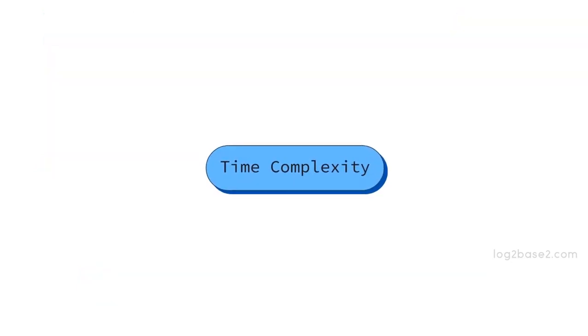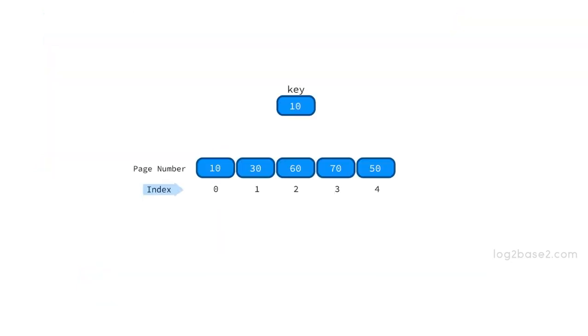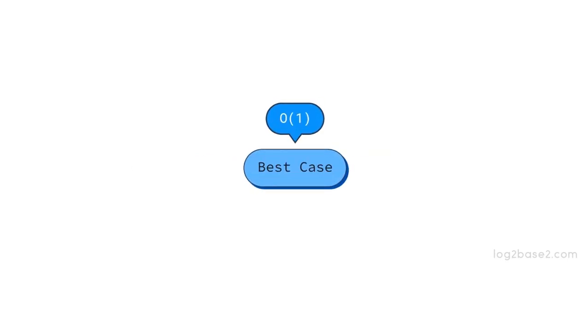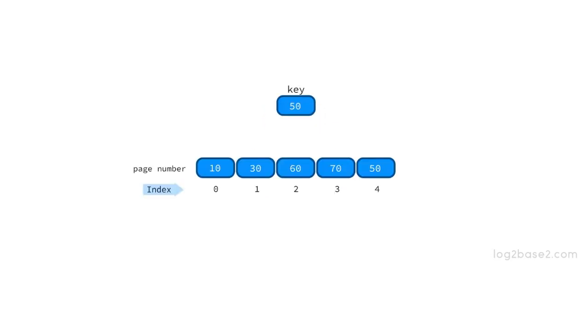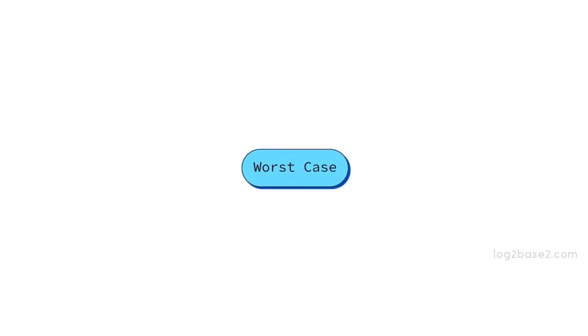Now let us discuss the time complexity of this operation. The best case is when the key is present in the first position. Then only one iteration is needed. So the best case time complexity is order of 1. The worst case is when the key is present in the last position. Then we will need n iterations to find it. See, here the key 50 is present in the 5th position. So we will need 5 iterations to find it. That is the size of the array. So the worst case time complexity is order of n.